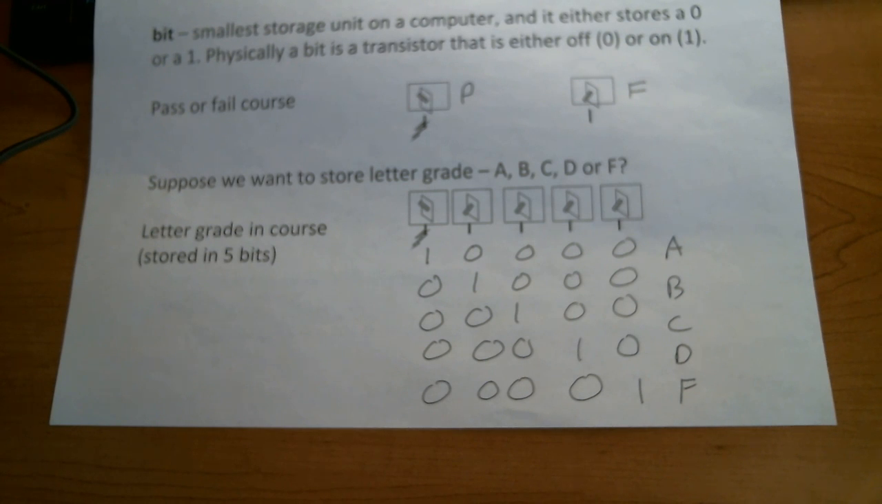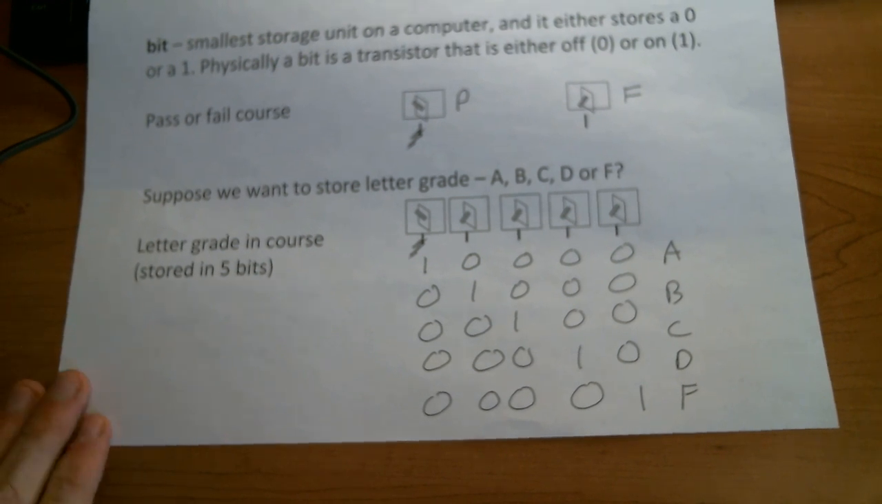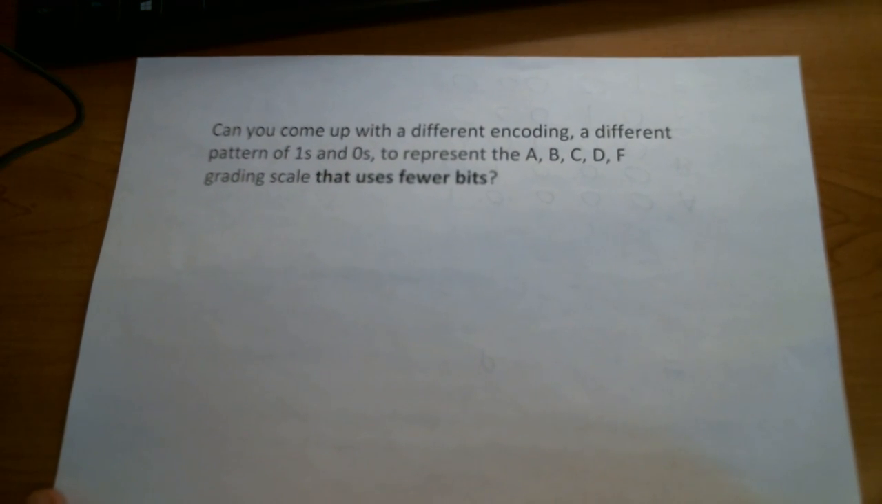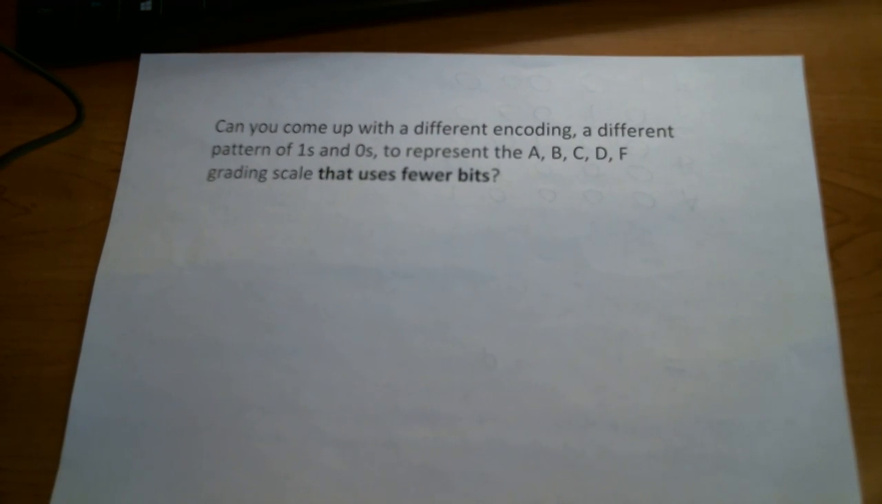All right, so this is how we can start to encode information into a computer using very simple on-off switches. Because at the end of the day, everything that a computer does is basically these on-off switches. So the thought question here is, can you come up with a different encoding, a different pattern of ones and zeros to represent A, B, C, D, and F that uses fewer bits? We just did an example that used 5 bits.